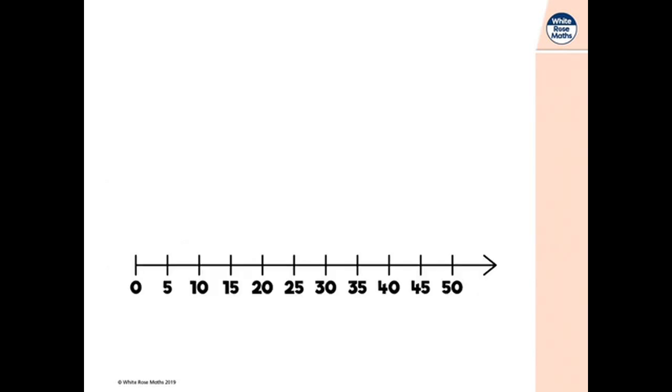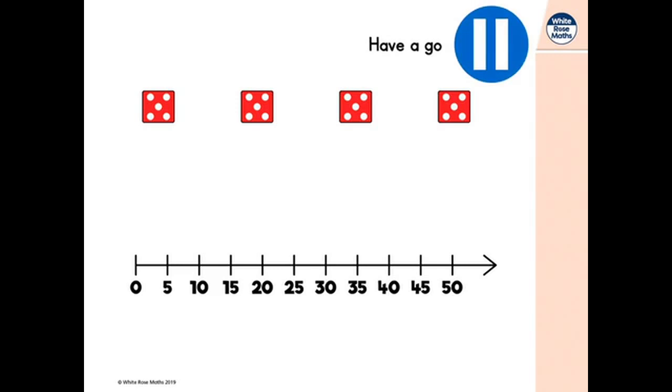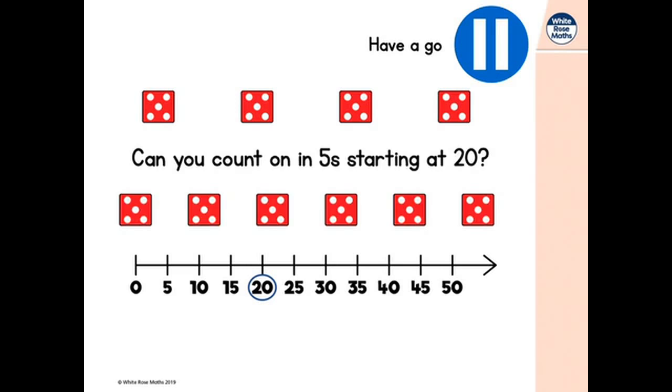Here's our number line again, showing how to count by fives. And here we have a dice with 5 dots. Let's count the dots. 5, 10, 15, 20. So far we have 20 dots. But I'm going to give you a question. With those 20 dots that we've already counted, can you count on in fives starting at 20 by counting the rest of these dots? Pause here and have a go.